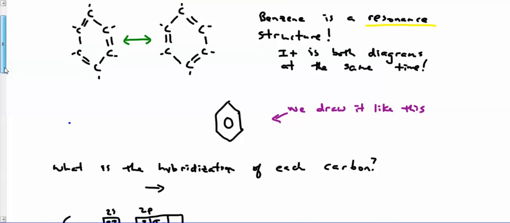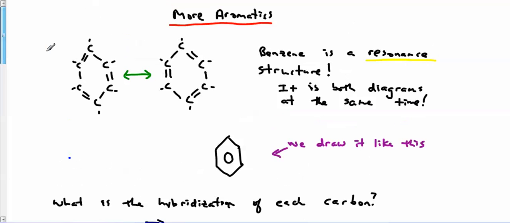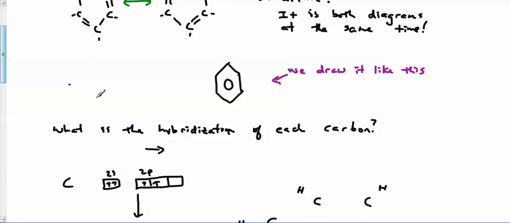What is the hybridization of each carbon? Each carbon here is attached to one, two, three things. Anytime I've got three things, I want sp2 hybridization.